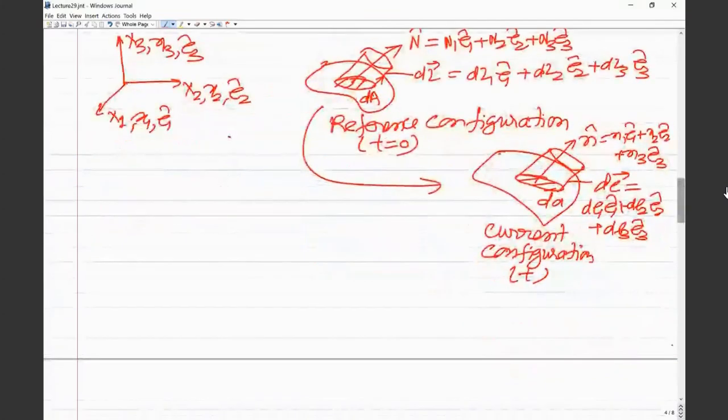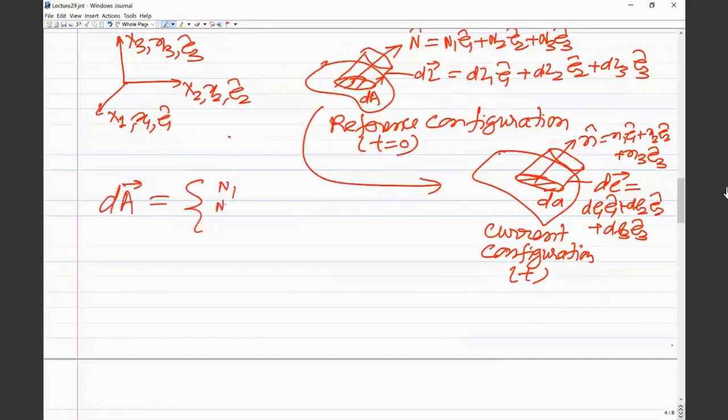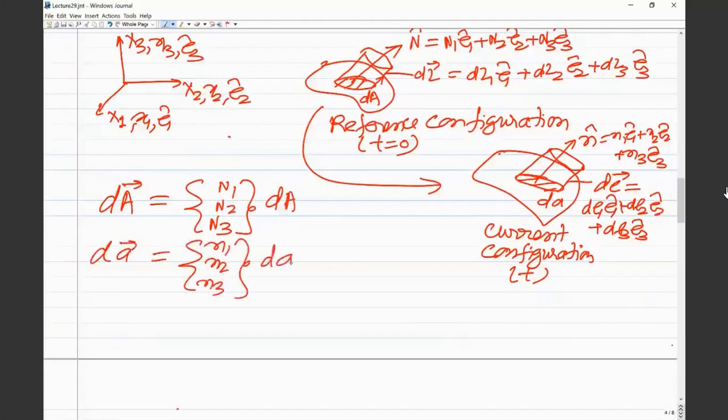So now, in this case, we want to find the relationship between the area in the reference configuration and the area in the current configuration. When we write the area as a vector, capital A denotes the area in the reference configuration. So dA will be equal to its normal with components n1, n2, n3 into the magnitude of area, capital dA. And the area vector in the current configuration, with its normal along small n1, n2 and n3, into the magnitude of the area, is d small a.